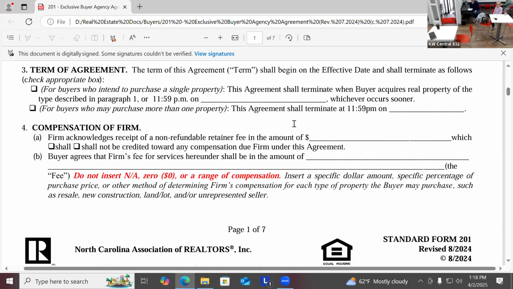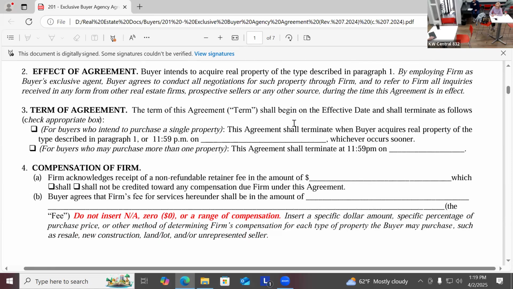Buyer agrees that the firm's fee for services shall be the amount of, and this must be a definitive amount. See how it says in red? The NCAR kind of helped you out with some of these things, to point out: do not insert NA, 0, or a range of compensation. It has to be a specific dollar amount, a specific percentage of purchase price, or whatever that is. If you put 0, then you're working for free. You will be paid nothing, and none of us want to work for free. So this is the amount for what our services are. We're going to use 3%. Sometimes it might be 2.5.